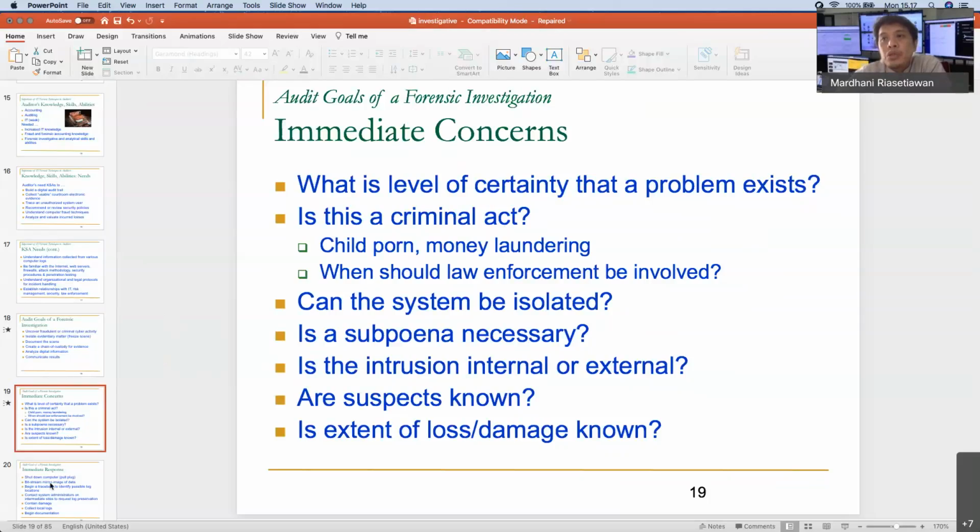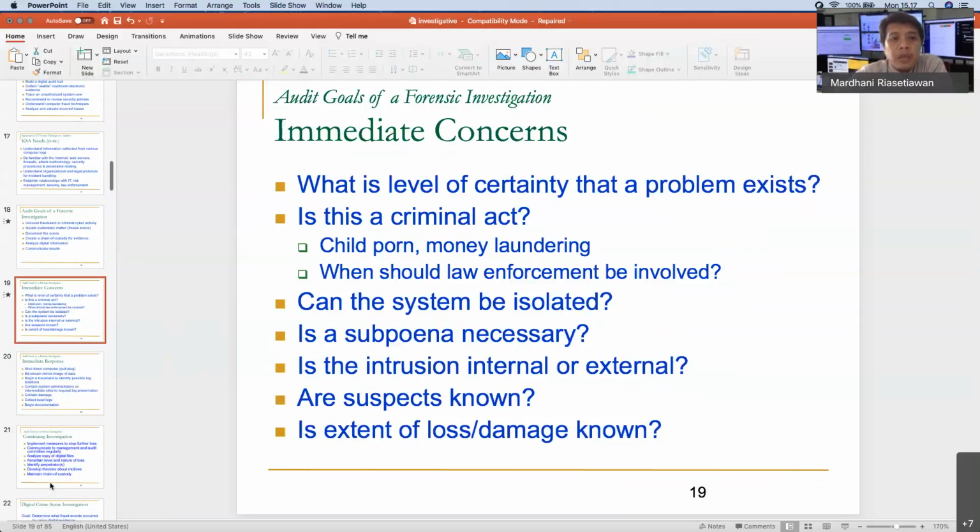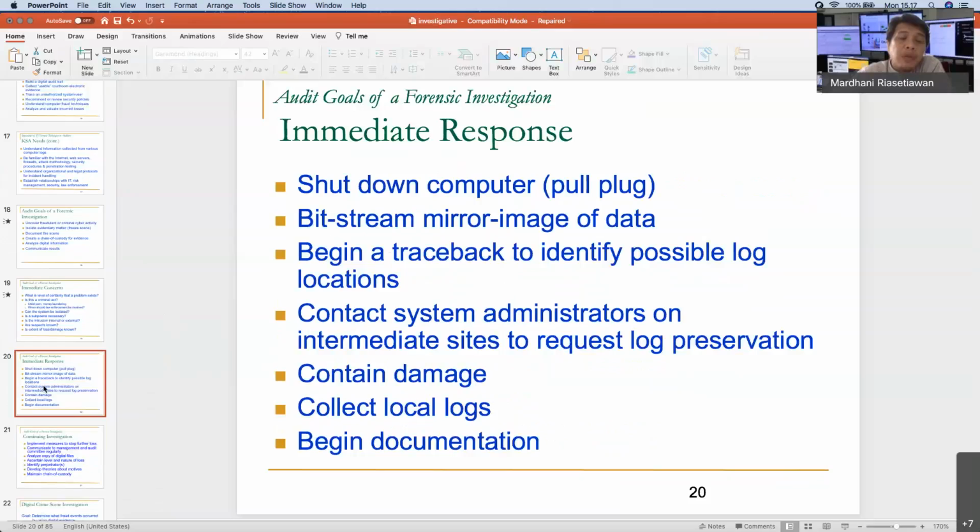So when we face fraud, as an auditor, you will recommend the immediate response. Our response when we find the fraud is actually plug and pull the plug. So we try to isolate our resources from the attackers, from the fraud sources. That's why it is familiar to shut down computers. And then before we lose a lot of logs in there, we need to collect a bitstream mirror image of the data. So we copy all the data on the drive into an image format.